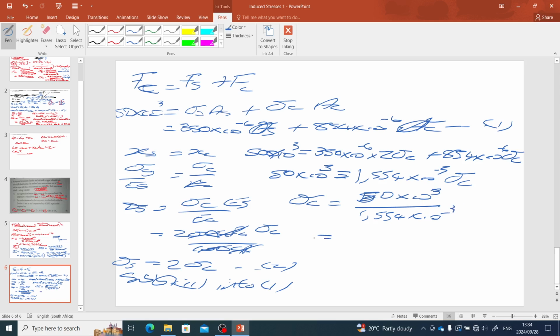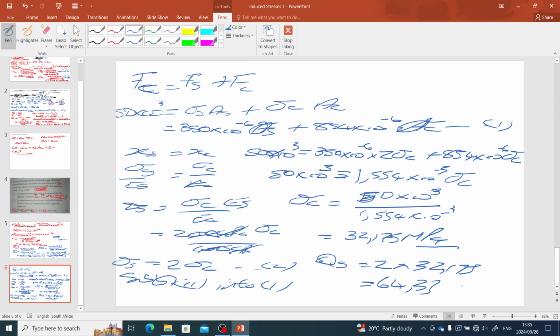Then I get my stress on the copper as 32,175 megapascal. Then when we substitute this answer into stress steel equals 2 times 32,175, I get my answer as 64,35 megapascal. Is it 35 megapascal? Please verify with me there.